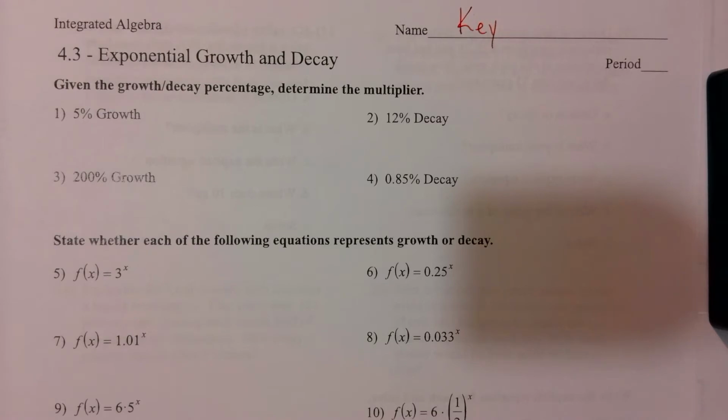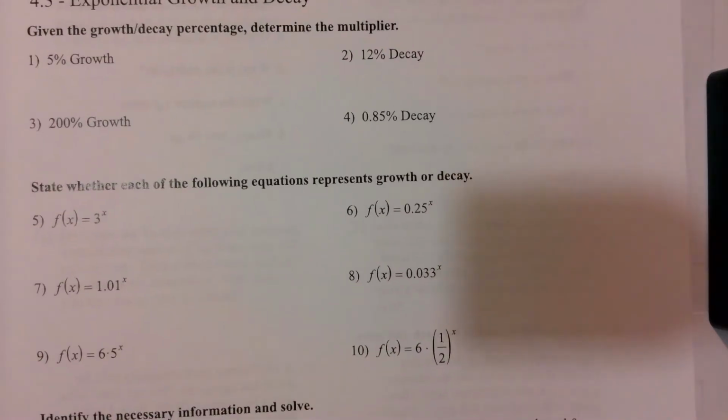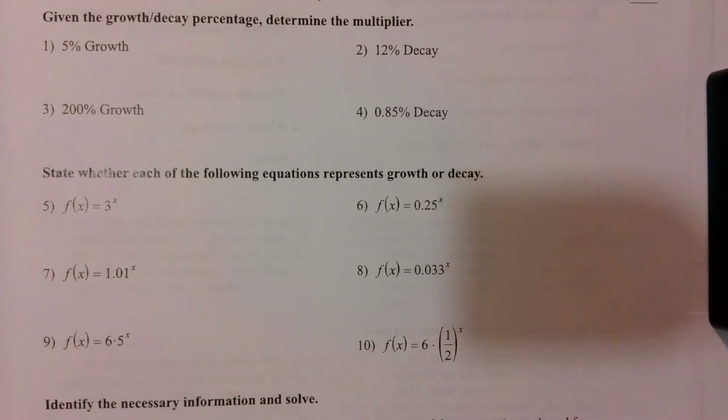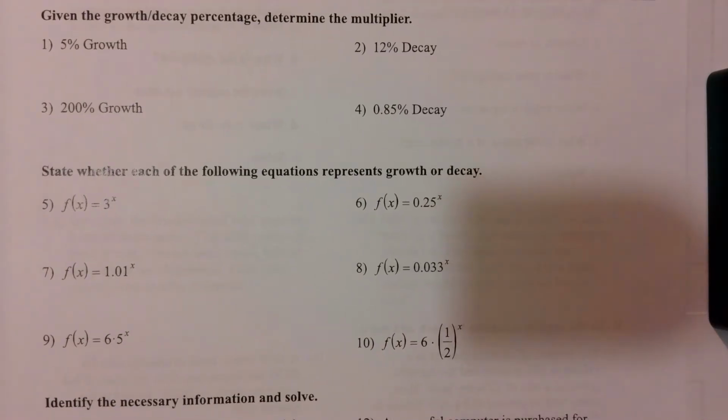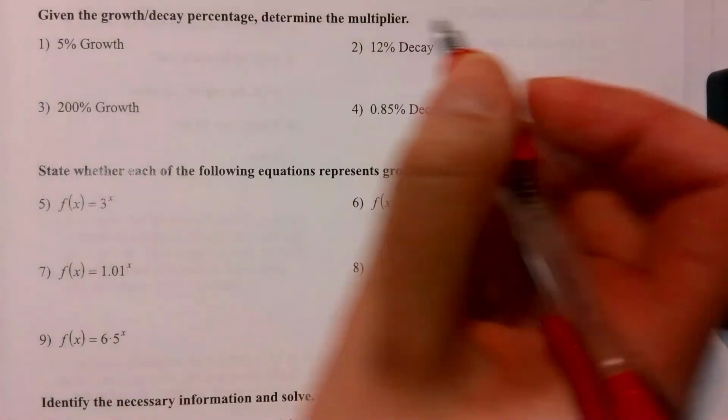So I wanted to start by going back and reviewing some exponential growth and decay with you. The first thing we're going to talk about is a reminder of the multiplier. So again, this is a review. The lessons have already been taught. So if you feel like you've missed something, you might need to go back to the lessons. But we want to start with talking about our multiplier.